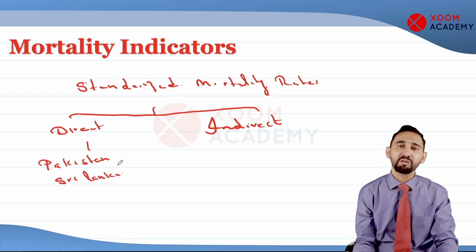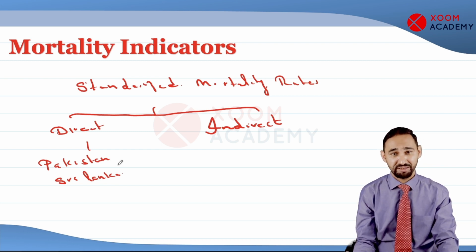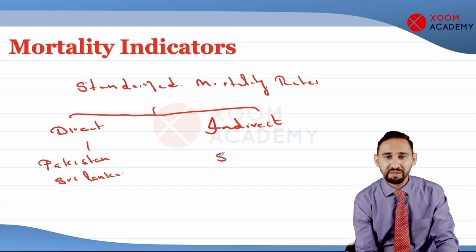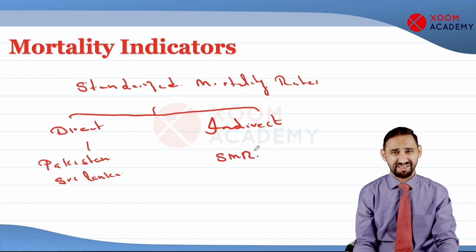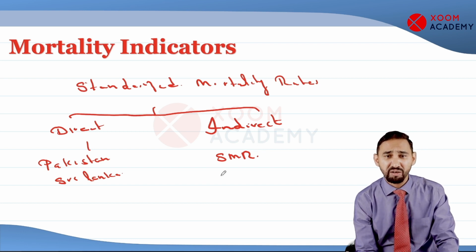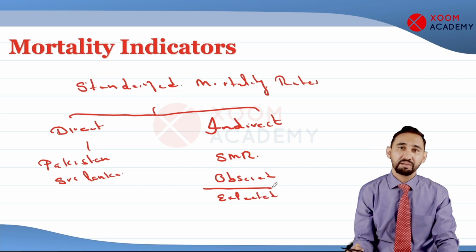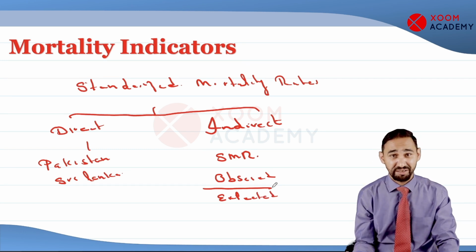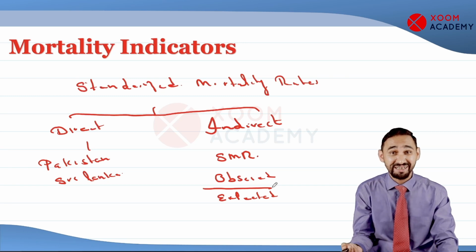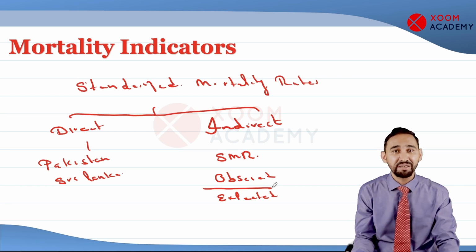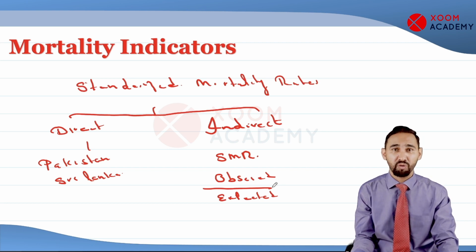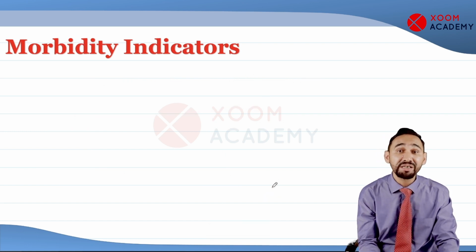But if we don't know the composition, then we will apply indirect standardization. Example is standardized mortality ratio. We only know the number of deaths. So we divide observed deaths by expected deaths. We expect how many people will die this year. But if the observed deaths are greater than expected deaths, this means our intervention has certain loopholes. We need to improve our interventions. New interventions are required.